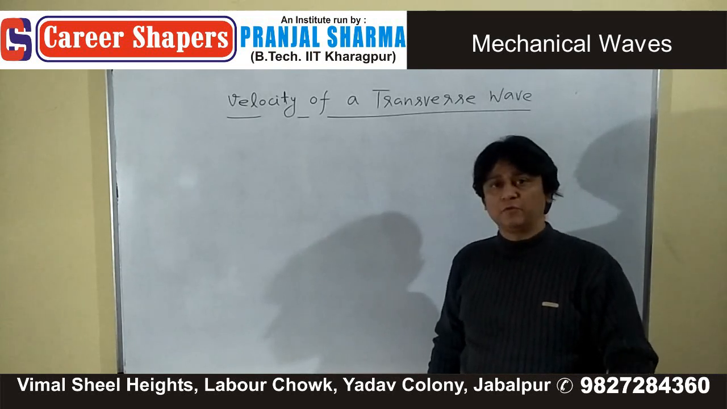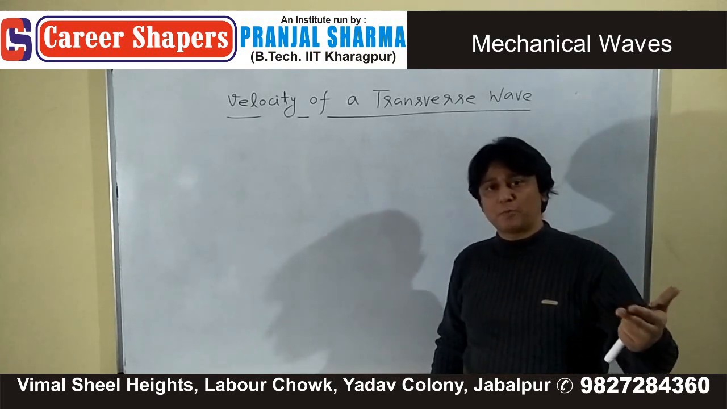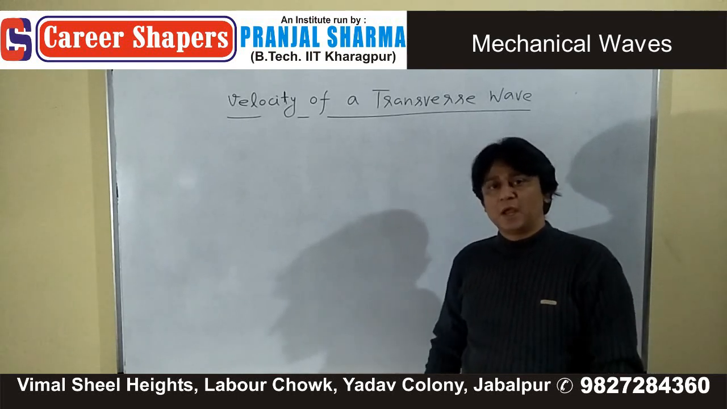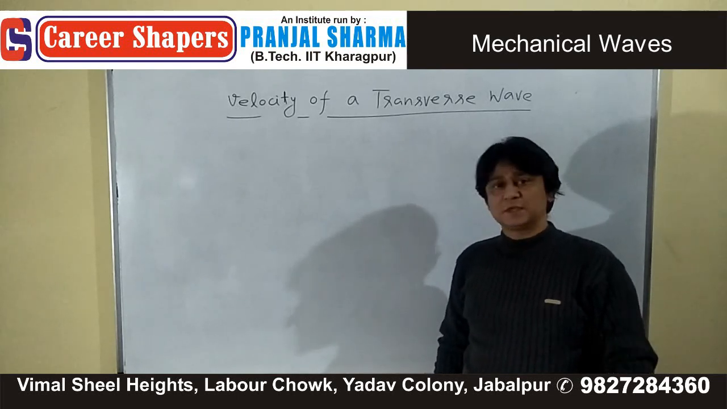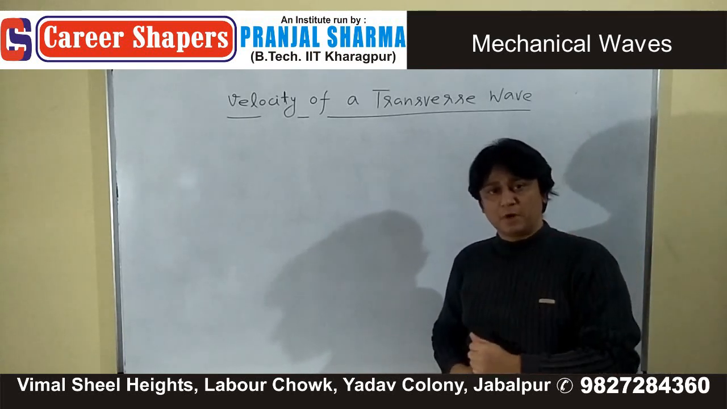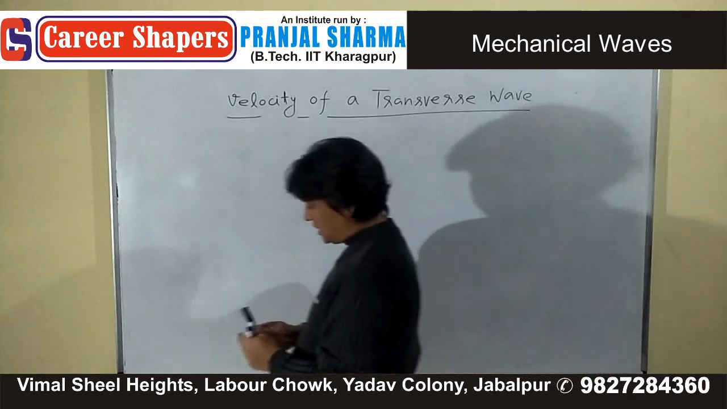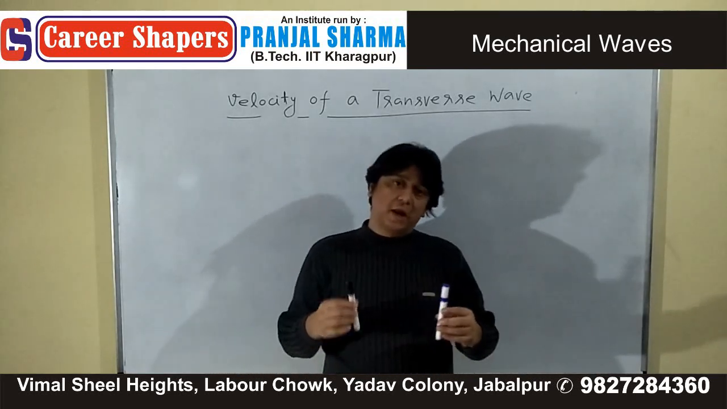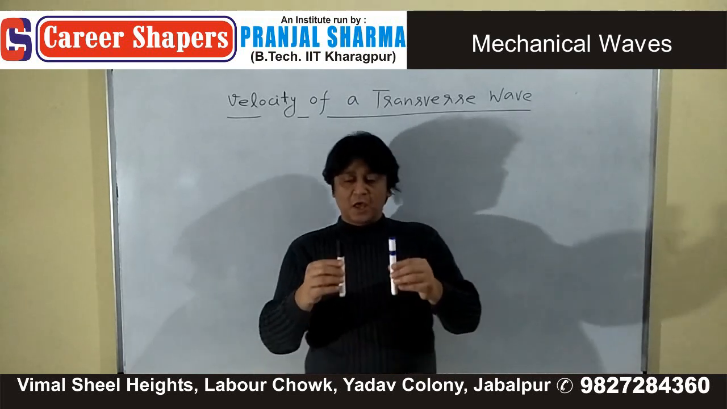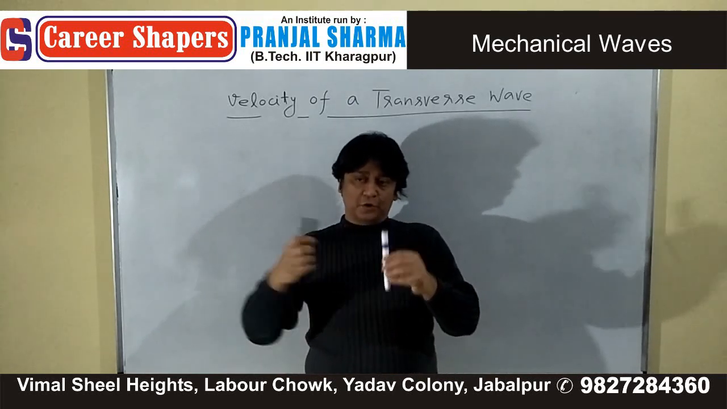First is the elastic property of that rope, how elastic it is, and the second part is decided by its inertial property. Elastic property and inertial property. What are these properties, basically?